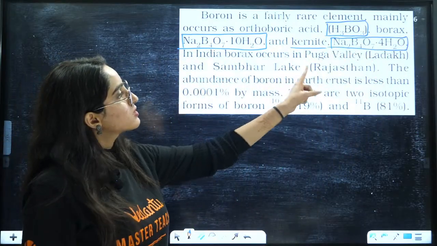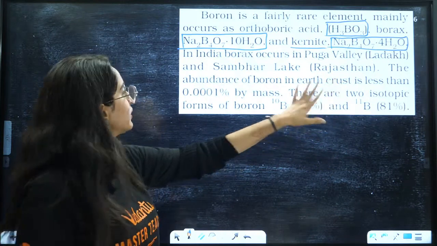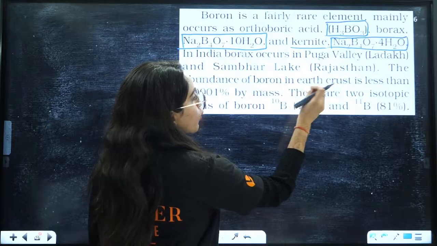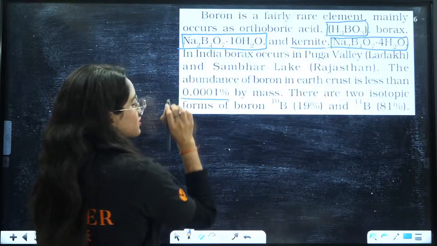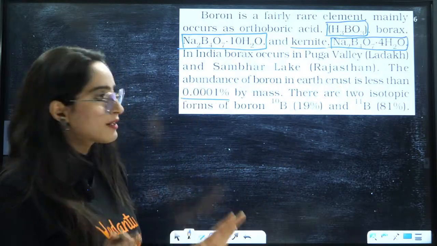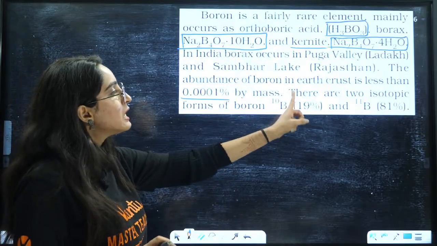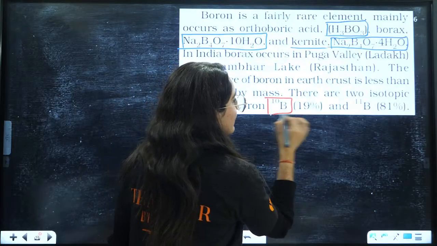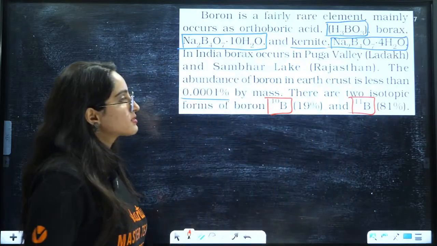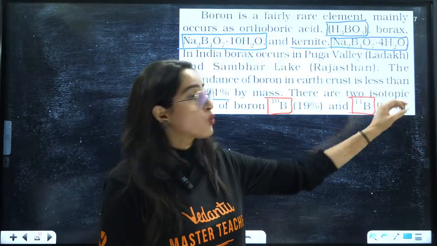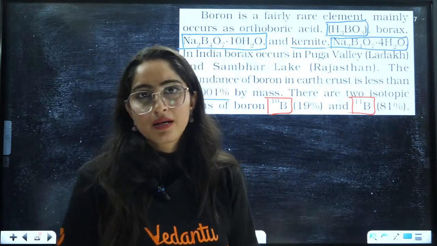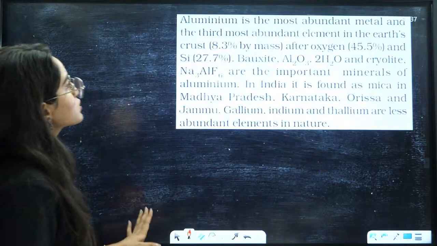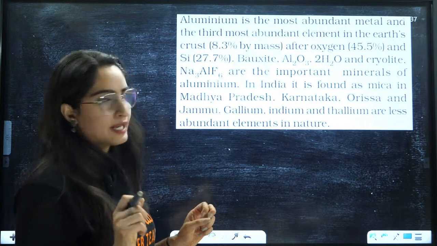In India, borax occurs in Puga Valley, and Sambhar Lake. This you don't have to remember. The abundance of boron in the earth's crust is very small; it is not abundant in nature, a fairly rare element. There are two isotopic forms of boron, boron 10 and boron 11. Boron 10 is 19%, and mostly you will see boron 11, where 11 is the atomic mass. So 81% means boron 11 is the most abundant as compared to boron 10.